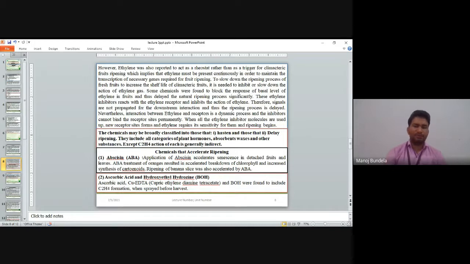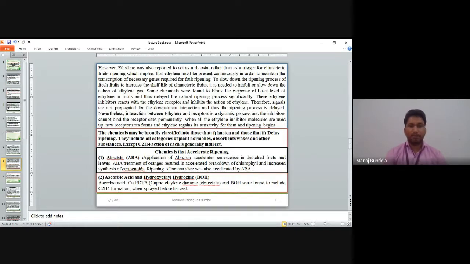So if we want to reduce the ripening process, what do we have to do? Fruits and vegetables take in oxygen and release carbon dioxide. If we want to stop that, we have to increase the carbon dioxide content. Then the respiration process will be slowed and we can store them for a longer period of time.